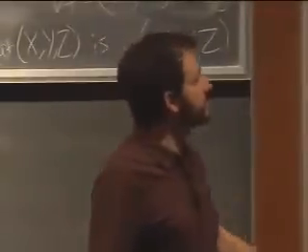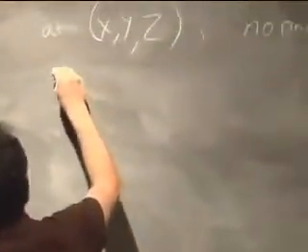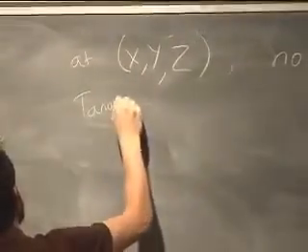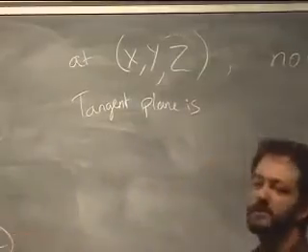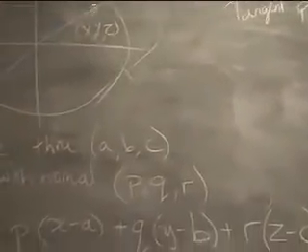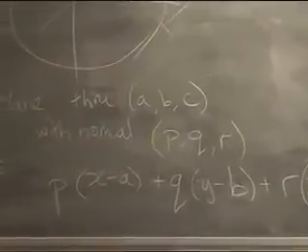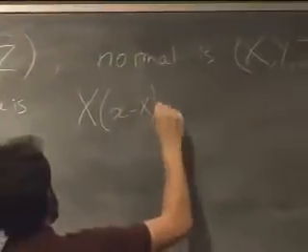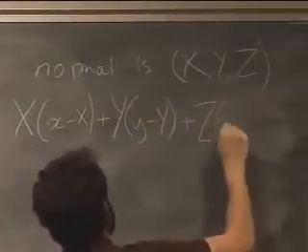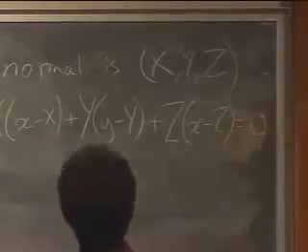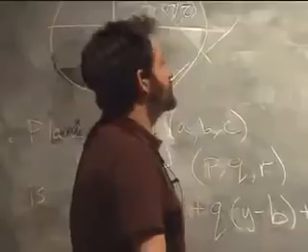Okay, so if you know this, then you can say that the tangent plane is, and I'm going to apply this formula with both A, B, C and P, Q, R equal capital X, Y, Z. So it's capital X times (x minus capital X), plus capital Y times (y minus capital Y), plus capital Z times (z minus capital Z) equals 0. Now, we know something about the normal, though. We know that the normal is supposed to be perpendicular to this vector 1, minus 1, 0.